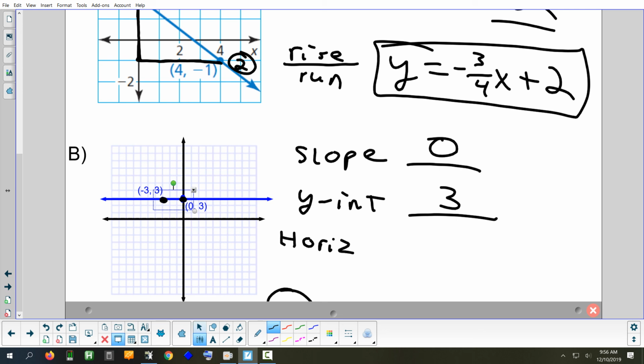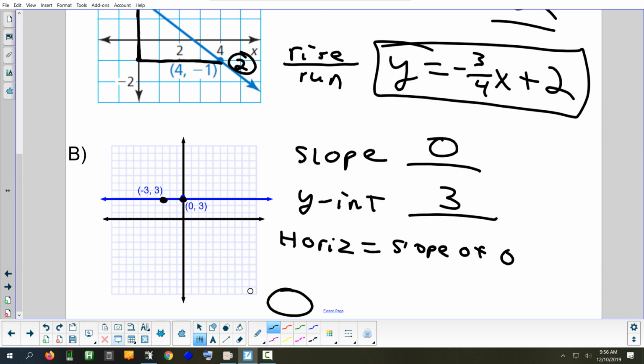So just a reminder: horizontal equals a slope of 0. Vertical, I'm not going to worry about vertical right now. Vertical is another special case. Does anybody remember what vertical was? It was so steep we didn't even have a number for it. We called it undefined. But we're not really going to look at that right now.